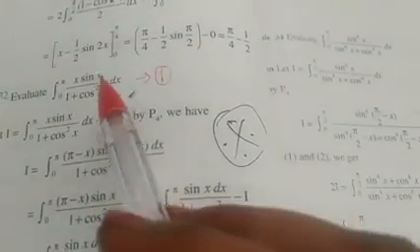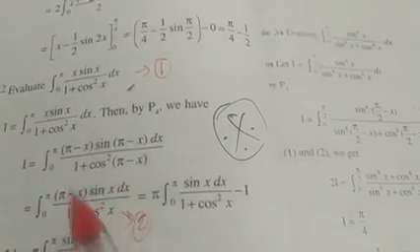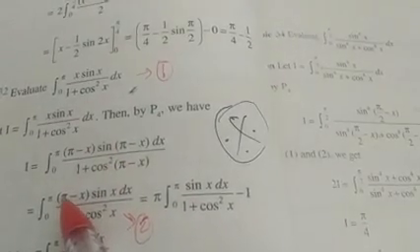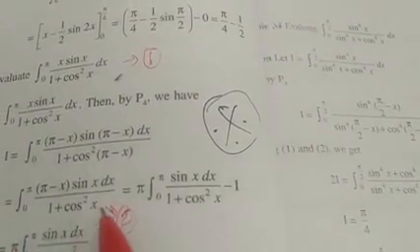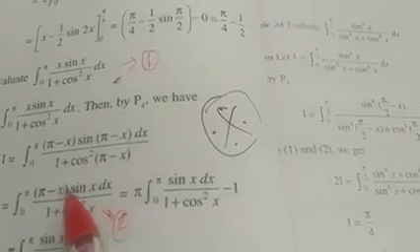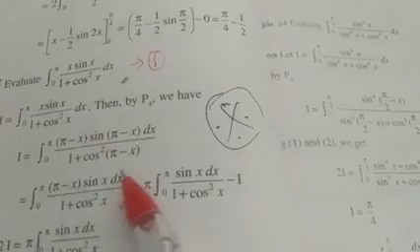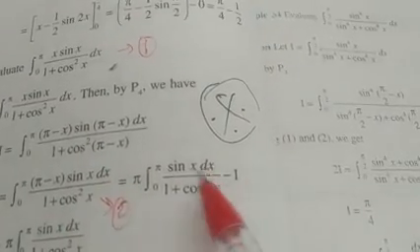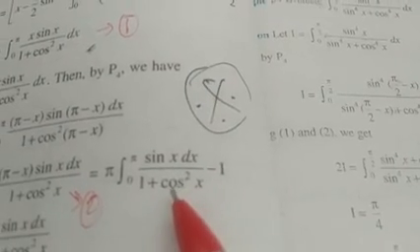When you add these two integrals together, that is x sin x divided by 1 plus cos squared x and pi minus x into sin x dx divided by 1 plus cos squared x, the x sin x term will get cancelled. The remaining term is pi sin x dx divided by 1 plus cos squared x. So pi is a constant, so you can take it outside.